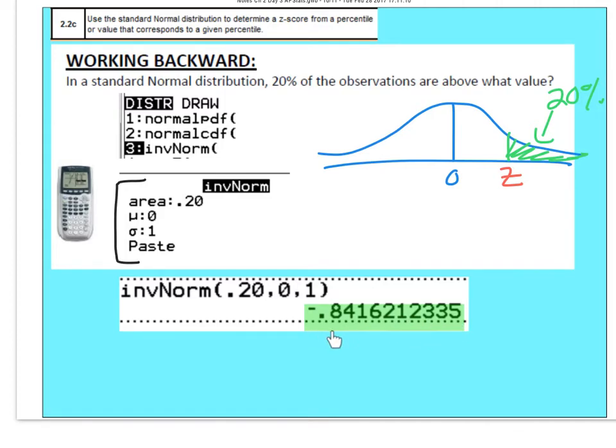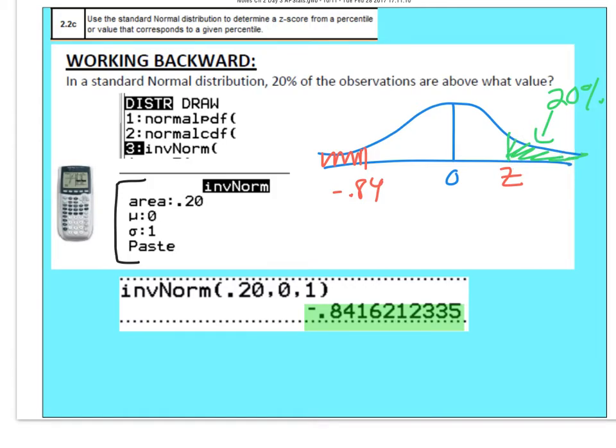Now, be careful, notice the answer. It says negative 0.84. So what it's actually just showed you is this right here. It is showing you, remember, the z-score is from that z-value below it. So it showed you this lower region. Well, we need to find the upper region.